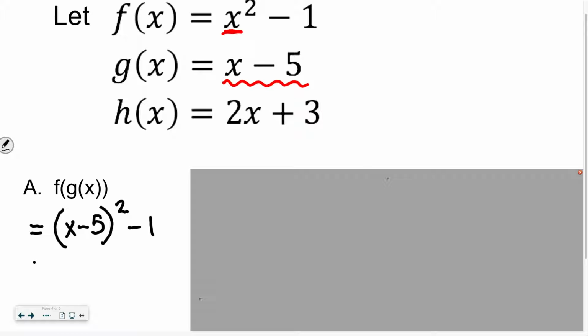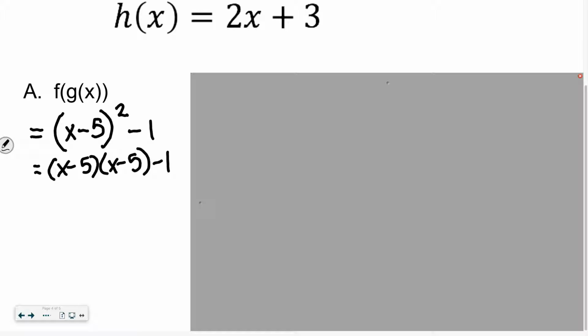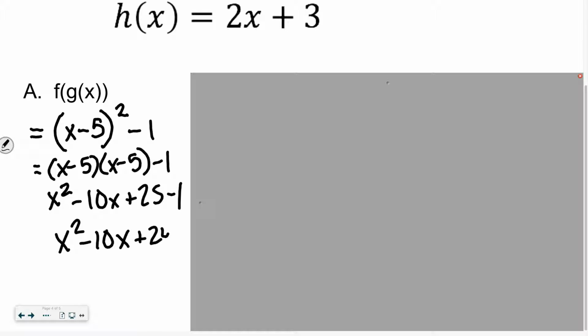Now, I could simplify this. x minus 5 squared is x minus 5 times x minus 5. And I can FOIL that out so that I'll get x squared minus 10x plus 25 minus 1. Combine my like terms and I get x squared minus 10x plus 24. So if you want to FOIL it out, you would come up with a trinomial, x squared minus 10x plus 24.